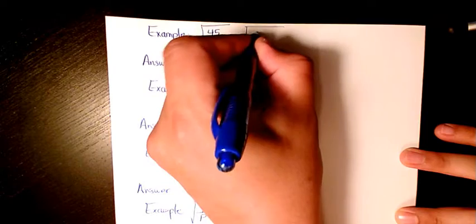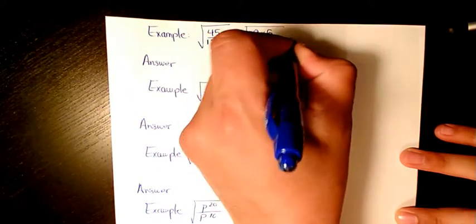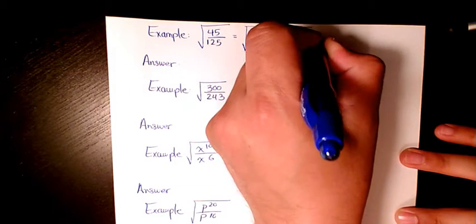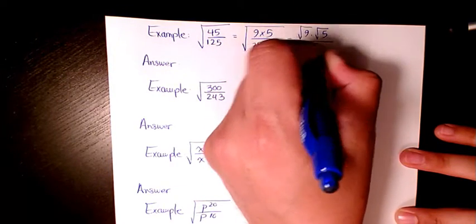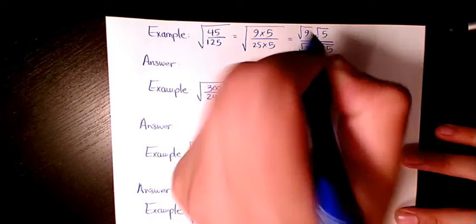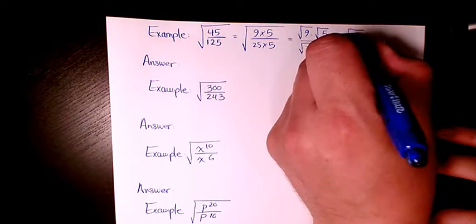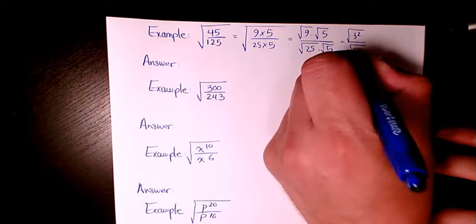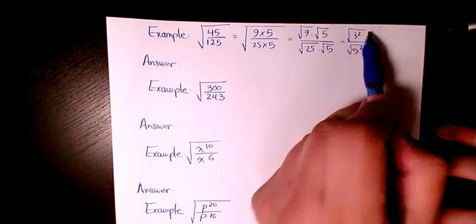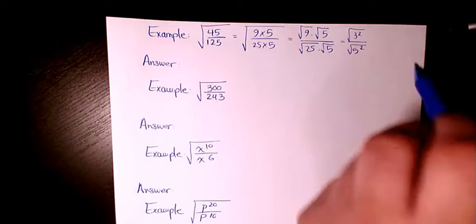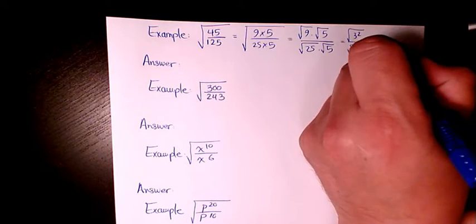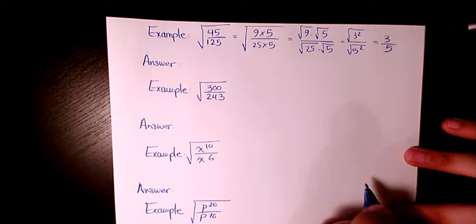125. That's 9 times 5, and here we have 25 times 5. That's going to be the square root of 9 times 5 over 25 times 5. These two 5s cancel out. It will be the square root of 3 squared divided by the square root of 5 squared, because 9 is 3 squared, 25 is 5 squared. Then it changes to 3 divided by 5.